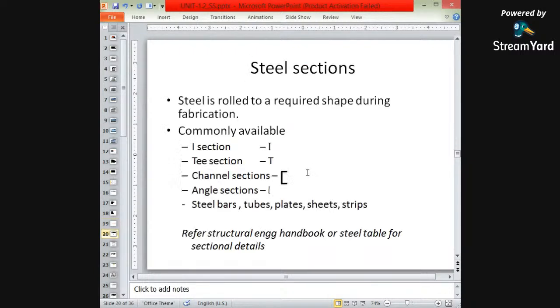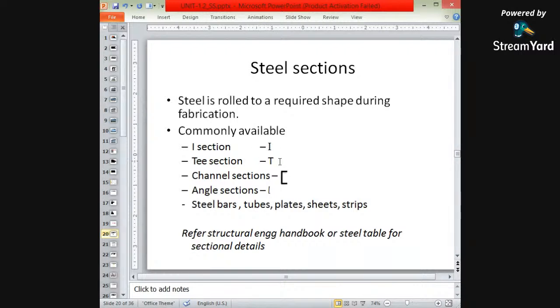Steel is rolled to the required shape during fabrication. What are the different shapes of rolled steel sections that are commonly available? That is I sections, in the shape of I. Then T sections, in the shape of T. Channel sections, in the shape of C. Normally these channel sections or I sections are used in railway sleepers. You have already seen the sleepers. Railway sleepers are made up of these I sections.